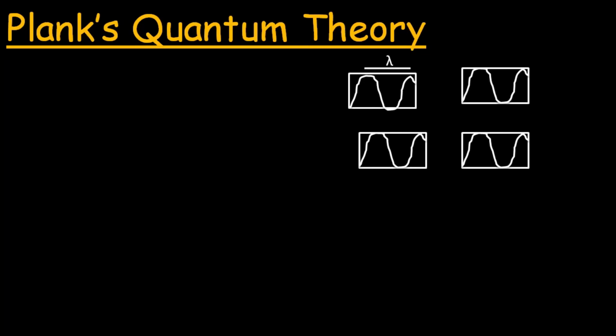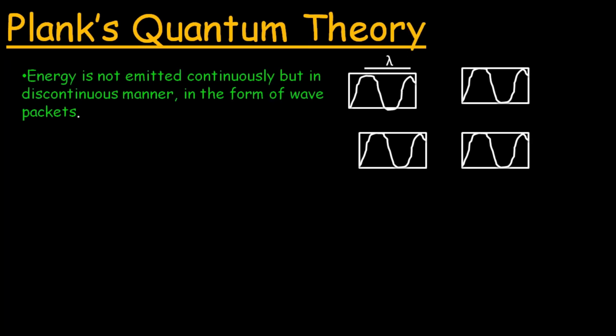Let's talk about Planck's quantum theory, which was given by Max Planck in 1900 to explain the emission and absorption of radiation. As radiations possess energy, he said that the energy is neither emitted nor absorbed continuously, but in a discontinuous manner in the form of wave packets. These wave packets have discrete energy and are termed quanta.